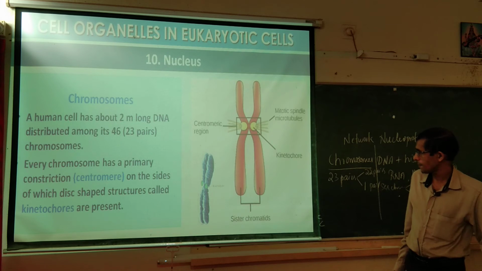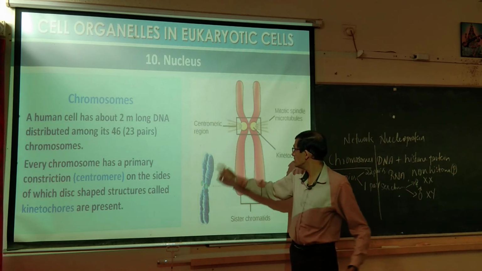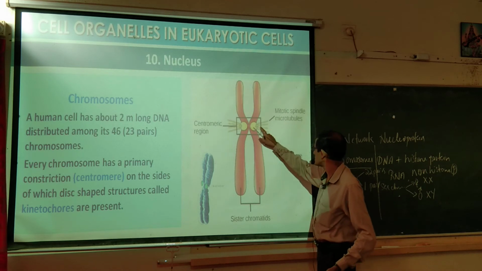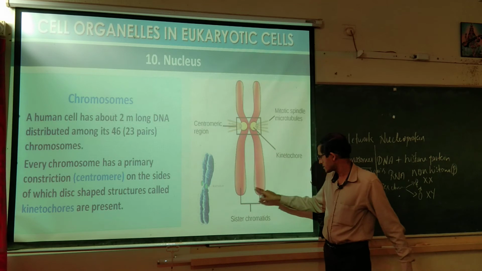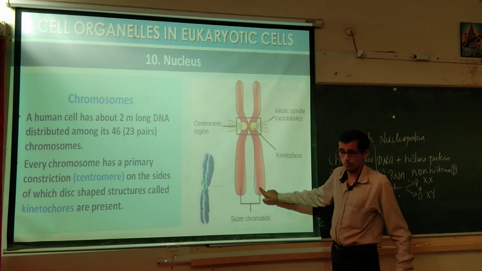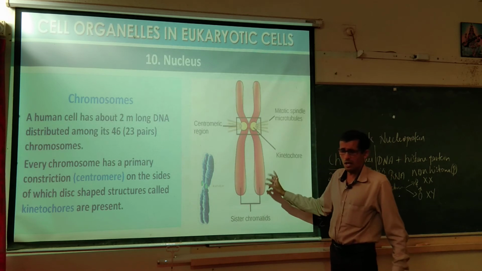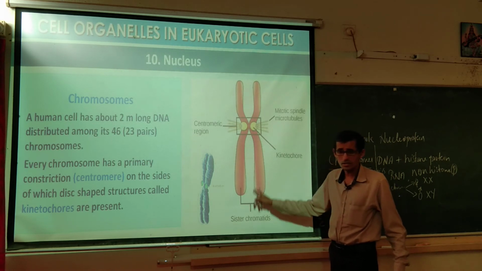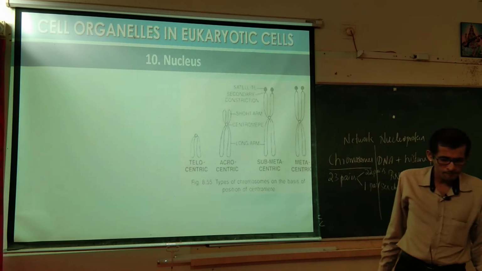This is a diagrammatic representation, just another view of the kinetochore. The other part is mitotic spindle formation, which is part of the cell cycle. Then the arms of the chromosome are called sister chromatids, or chromatids. They are identical, so they are called sister chromatids with respect to that chromosome.